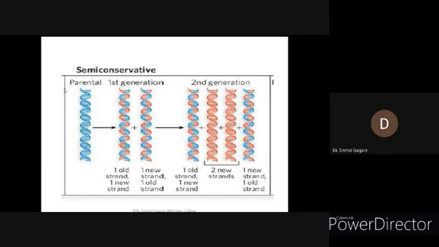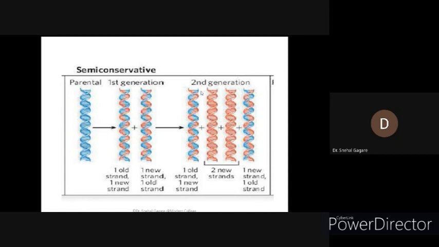So if we see, this is our parental strand. After replication, we will have two daughter DNA molecules. In that, one strand will be old and the other strand will be new. After second generation, the same thing is happening. So you will have four DNA molecules. Two will be hybrid because one would be from the old DNA, the parental one, and one is new.